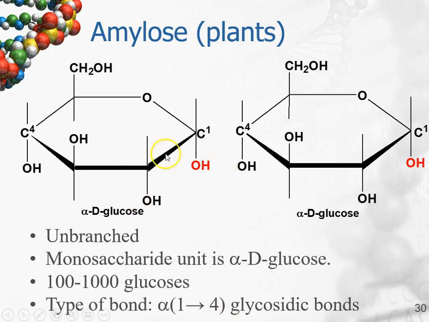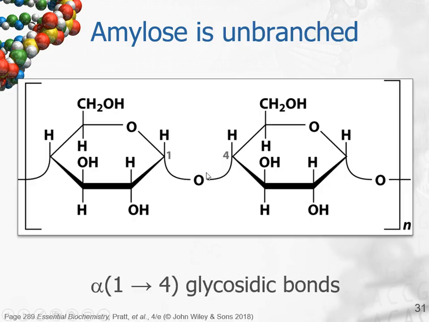So here I've drawn two alpha D glucoses, and again I'm going to pull off an OH here and an H here, and I get my amylose. So here, this is drawn as a bracket with an N right here. So this just shows us that we have a whole string of alpha 1,4 glycosidic bonds. So that's what amylose looks like.